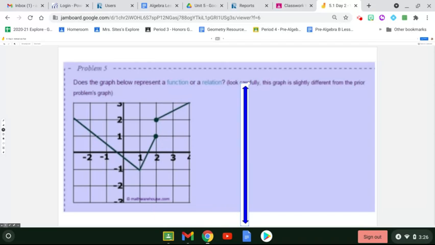So at the input value of 2, I hit once, I hit twice. The reason it counts this time is because both of those points are filled in. Because both points are filled in, they both count, they're both solutions. So the input value of 2 has two output values, so it fails. This is not a function. This is a relation.